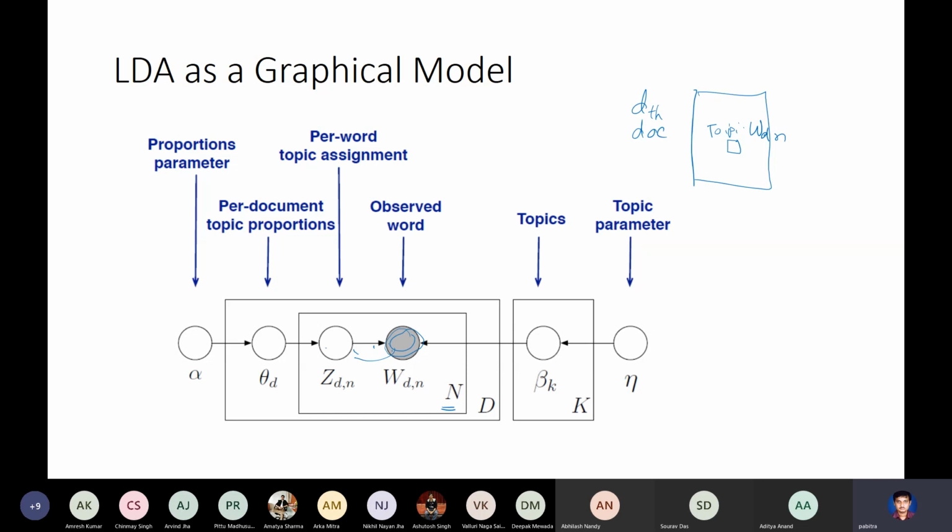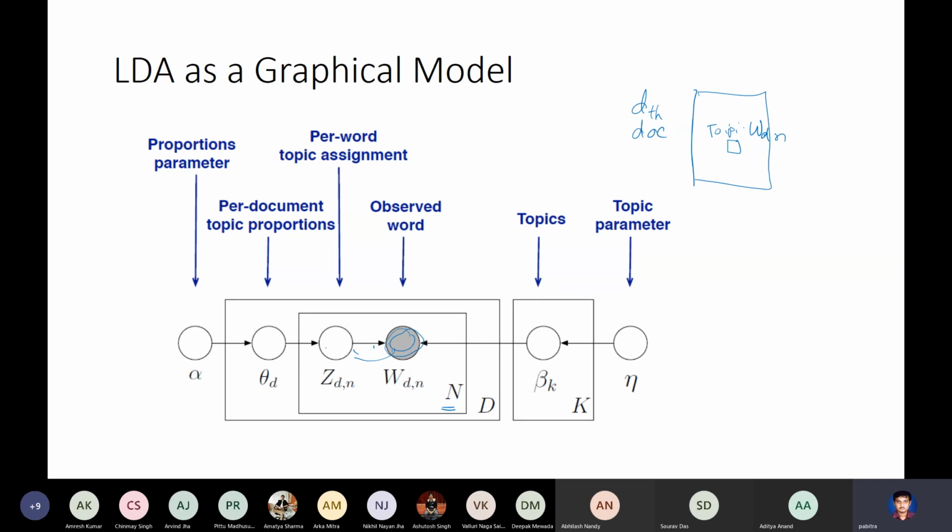Let's say the topic for the 10th word of the first document, I decide the topic that I should use for this is, let's say, sports. So Z_dn would be sports, W_dn would be the 10th word. But just knowing that it is generated from sports is not enough. We have to look at the distribution of words in the sports topic, and that is given by the vector beta.